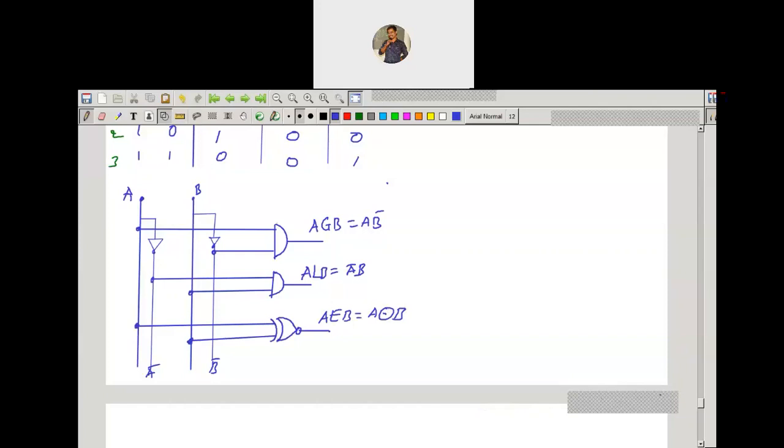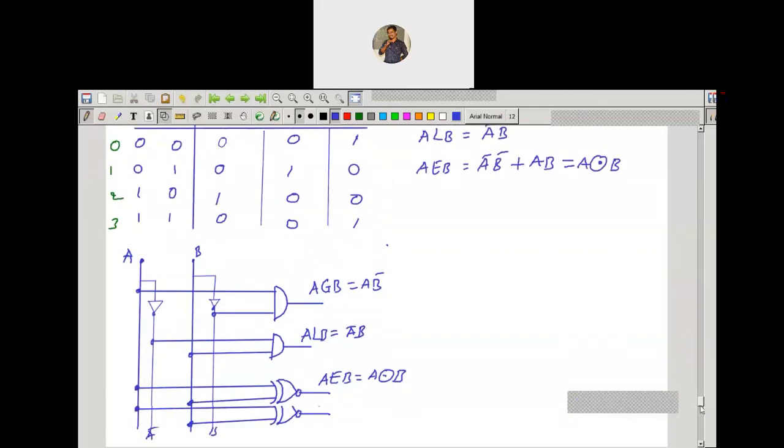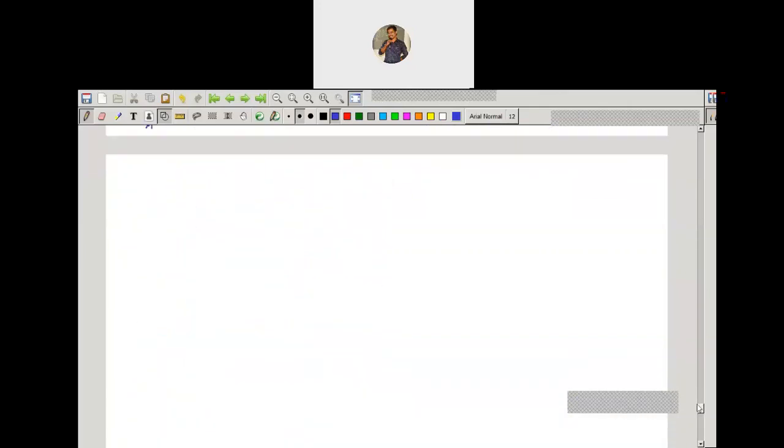So this is the designing of the 1-bit comparator. This 1-bit comparator is very simple, but let us go for the 2-bit comparator. I want everyone to listen to this 2-bit comparator carefully.